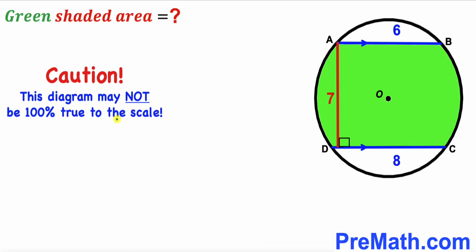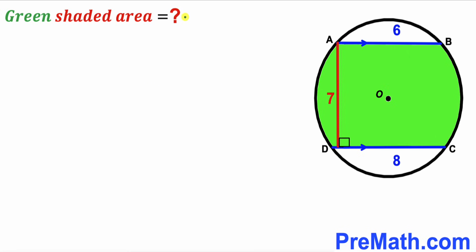Please keep in mind that this figure may not be 100% true to scale. Let's go ahead and get started. Here's our very first step. We know that these two chords are parallel to each other. And here I have dropped this perpendicular EF that passes through the center O.